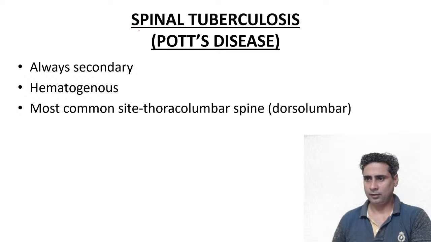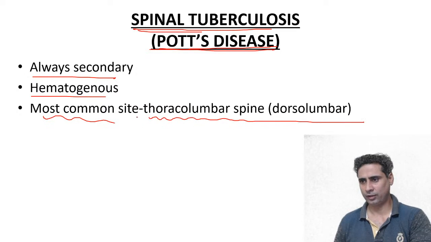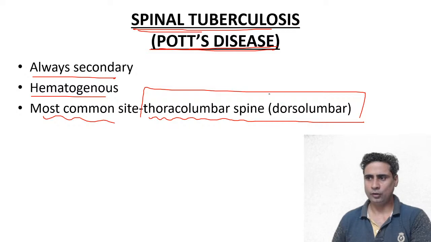So we will discuss the most common type of skeletal tuberculosis, that is spinal tuberculosis, also known as Pott's disease, which is always secondary and reaches the spine through hematogenous route, and the most common area of involvement is dorso-lumbar junction. In this dorso-lumbar junction, it is the lower dorsal region which is involved most commonly, more than upper lumbar region.